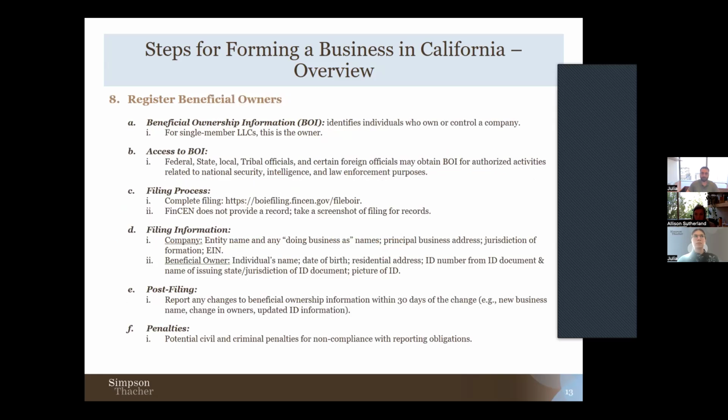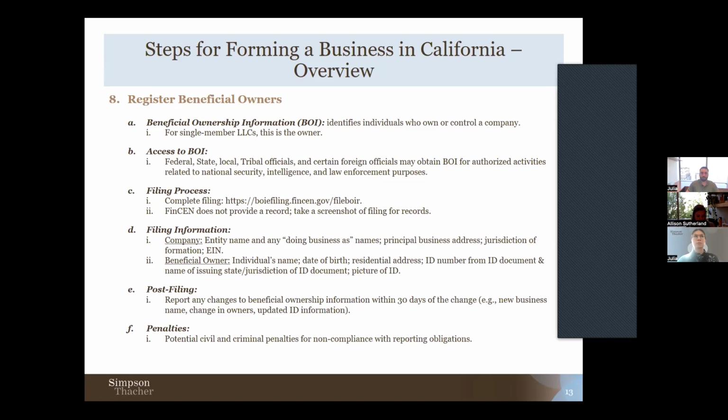Another step that you have to undertake as registering your business is registering your beneficial owners. And beneficial owners are essentially the folks that control the company, whether that's directly or indirectly. And the main reason behind this regulation is so the government and different government agencies understand who is actually controlling the business, and they can monitor certain things such as national security, law enforcement, et cetera.